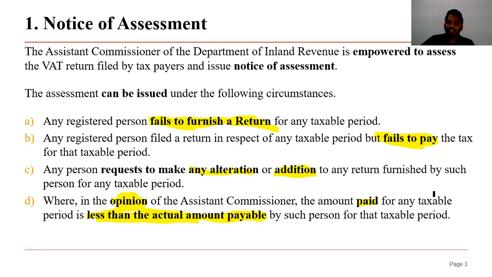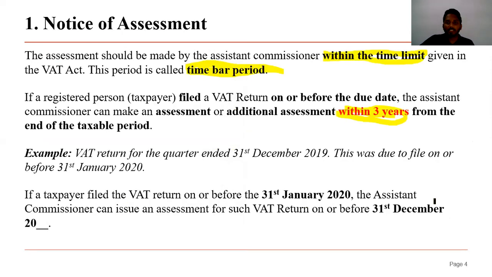And again, let's assume you have properly submitted a return, including all the things. Again, there is a grace period for department people to verify whether those figures are correct or wrong. Then they have a 3-year period to check whether you have declared the supplies properly and claimed the input properly. They have to audit all the VAT returns within the 3-year period.